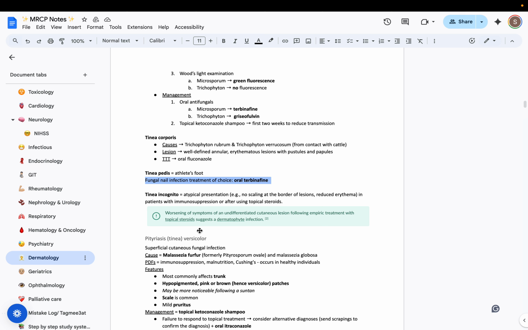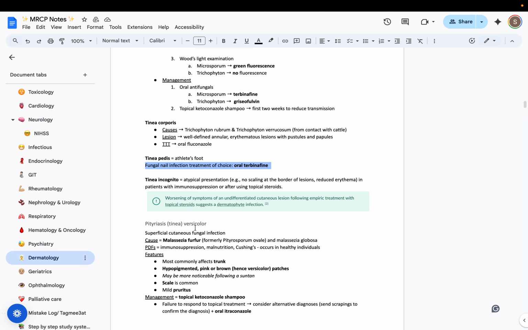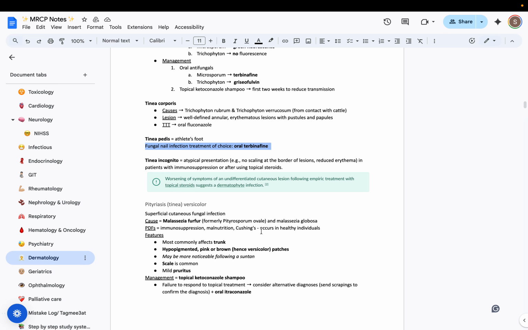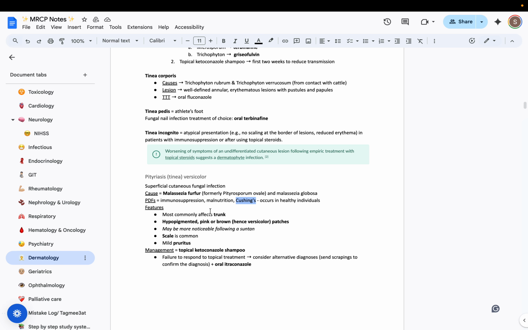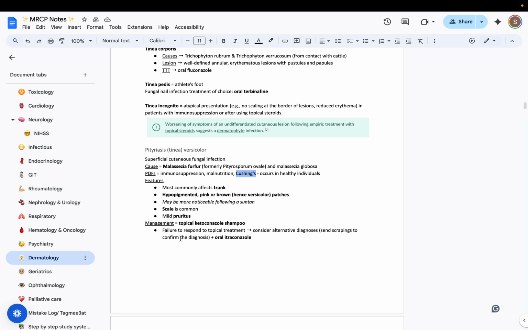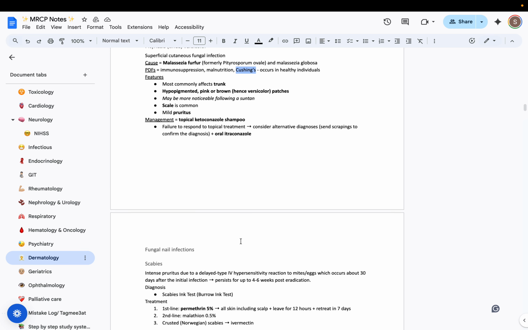Now, there's another fungal infection called tinea versicolor or pityriasis versicolor. This is a superficial cutaneous fungal infection caused by Malassezia furfur and globosa. It's precipitated by immunosuppression, malnutrition, Cushing, but it also occurs in healthy individuals. It affects the trunk and it causes hypopigmented patches with scaling. Treatment is topical ketoconazole shampoo, and if there's failure, we give oral itraconazole.